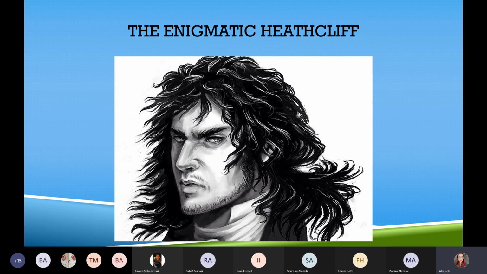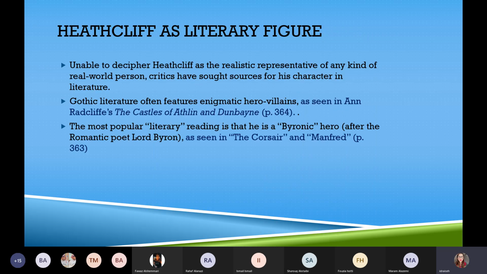This is the enigmatic Heathcliff. Why enigmatic? Because you really cannot read him. You really don't know what to make of his character. There is something mysterious about him, but also dark and different. And again, those probably are what those Victorians are perceiving when they are encountering a character like Heathcliff, because he's different. Heathcliff as a literary figure.